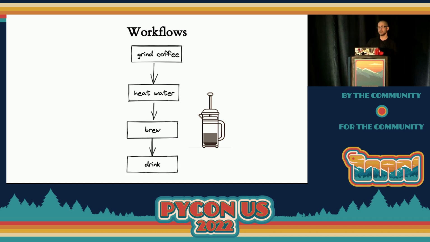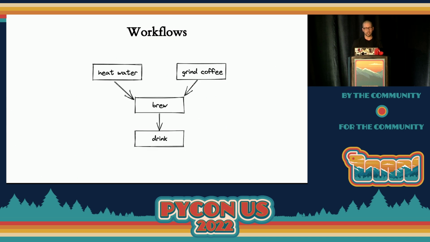Obviously, this is not very efficient. I should be heating the water and grinding the coffee concurrently. So it should really look like this. So how do we code this kind of workflow with threads?